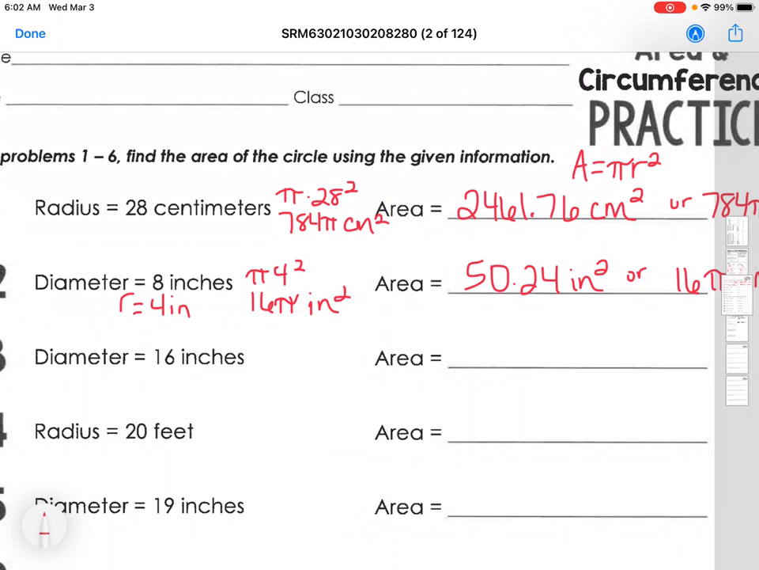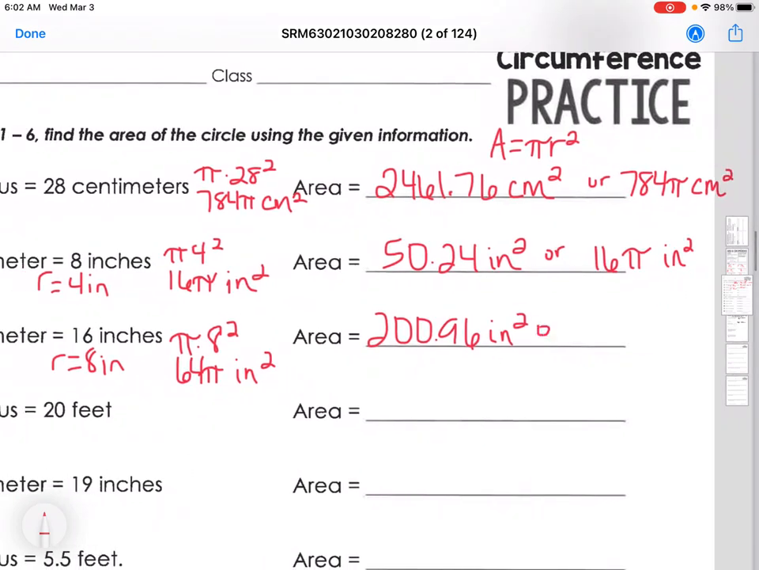Number 3 gives me my diameter. So radius is 8 inches. So pi times 8 squared. 8 times 8 is 64. And then 64 times 3.14 would be 200.96 square inches, or 64 pi square inches.